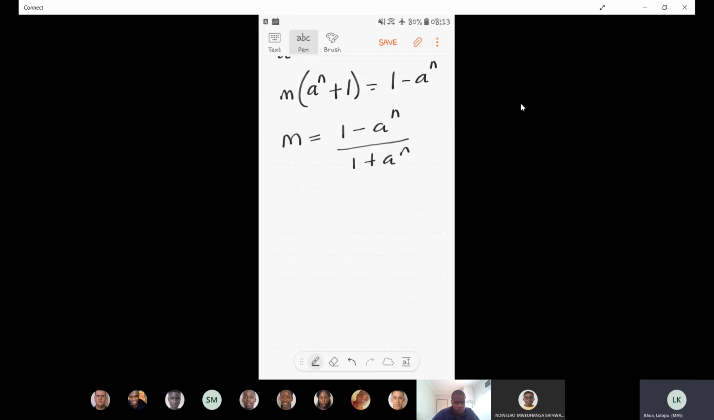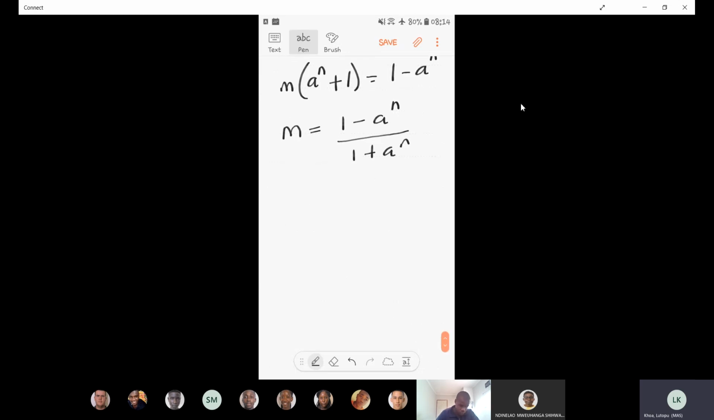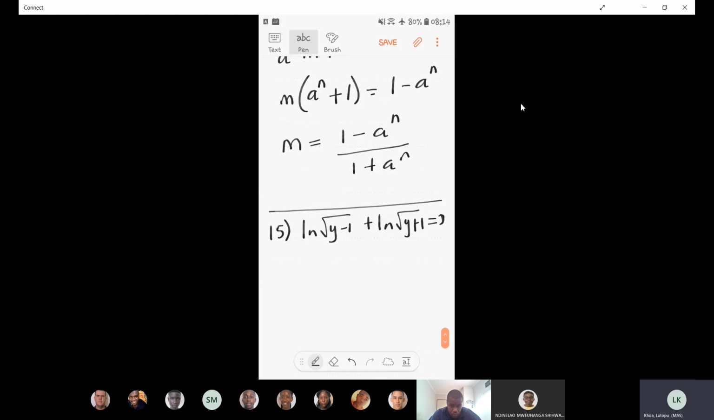And then number 15. We have ln of the square root of y minus 1 plus ln of the square root of y plus 1. This is equal to x.